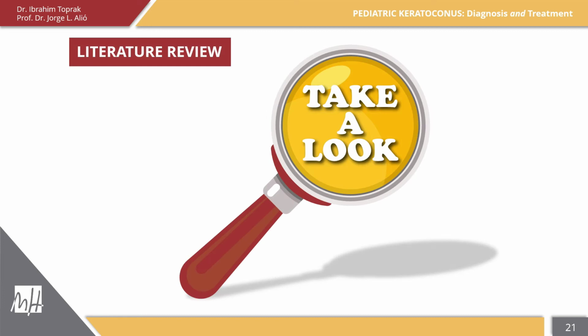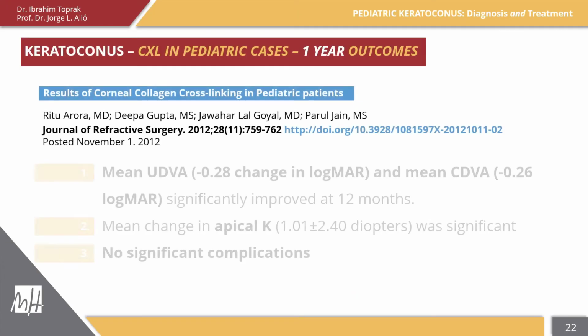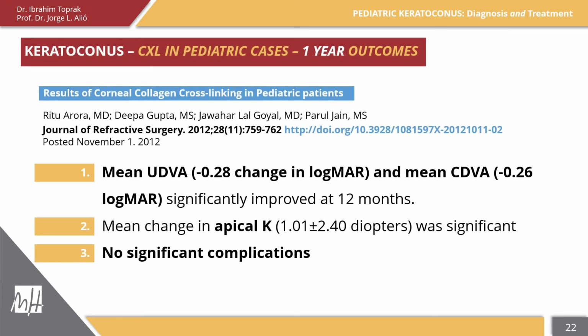Let's take a look at the current literature on pediatric cases with keratoconus and collagen cross-linking treatment. One-year outcomes of cross-linking treatment in pediatric cases with keratoconus showed that this treatment was effective, improving uncorrected and corrected distance visual acuity and flattening in apical keratometry, with no significant complications.